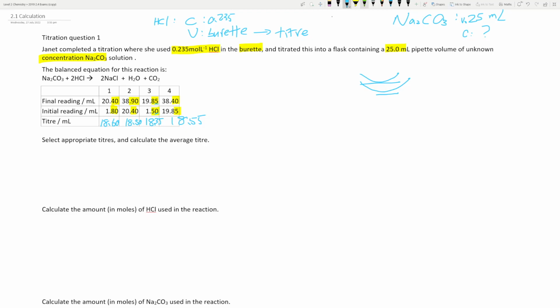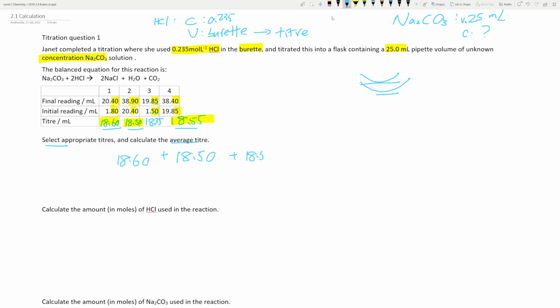Just a reminder that you can't just use all the titers we have. You need to use the concordant titers, which are the 3 titers that are within 0.2 mils of each other, which is that one, that one, that one. Those are the titers we're going to use, and that's why I say select the appropriate titers and calculate the average titer. So we add these 3 together and then divide by 3.